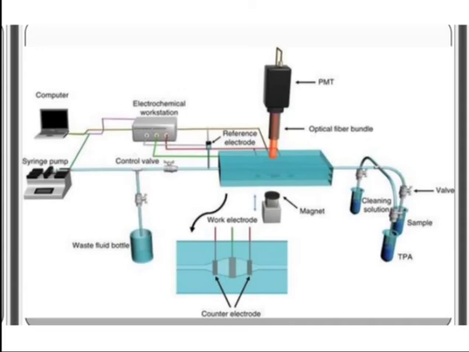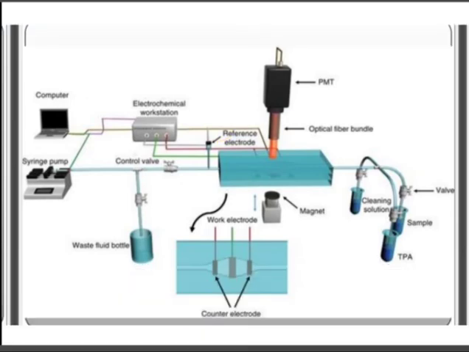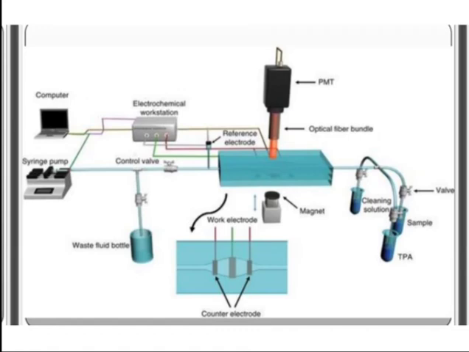Here is the electrochemical workstation, from this solution comes to the reference electrode, and this is the reference electrode which is kept here, and here is the magnet. Sample comes in contact with the electromagnetic radiations, or the electromagnetic force is there. Here is the photomultiplier tube, and the TPA is kept here.